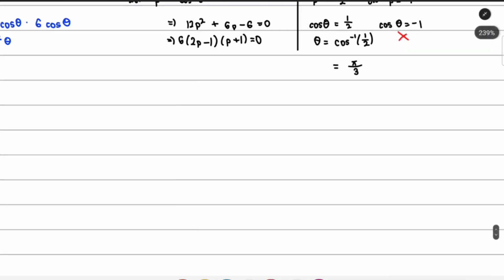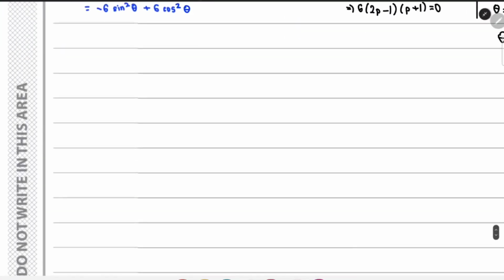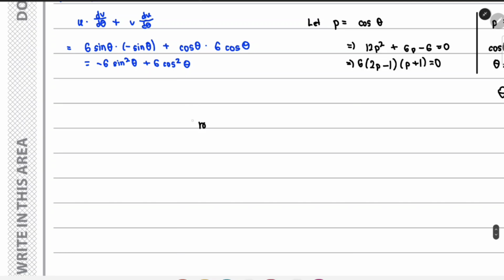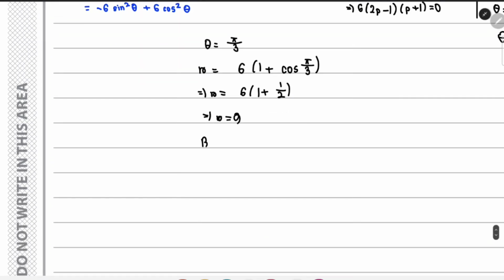And we aren't done yet. We just know the angle of B. We want to find the coordinates of B, so we'll place this value of theta equals pi by 3 in the equation. r is 6 times (1 plus cos theta). Theta is pi by 3. So r is equal to 6 times (1 plus half). So r is 9. So the coordinates of B are (9, pi by 3).